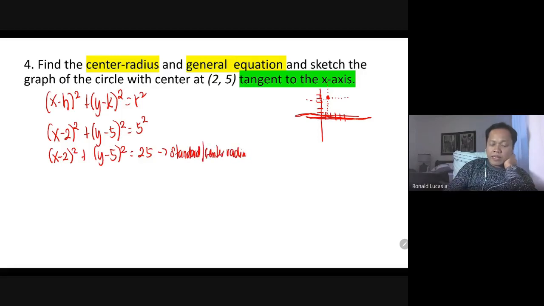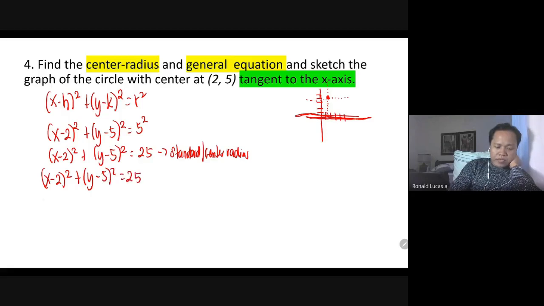Now, let's do the general form, same thing that we did in the previous example. We'll have to expand this: x minus 2 quantity squared, so x minus 2 times x minus 2. The other one is y minus 5 times y minus 5 is equal to 25.